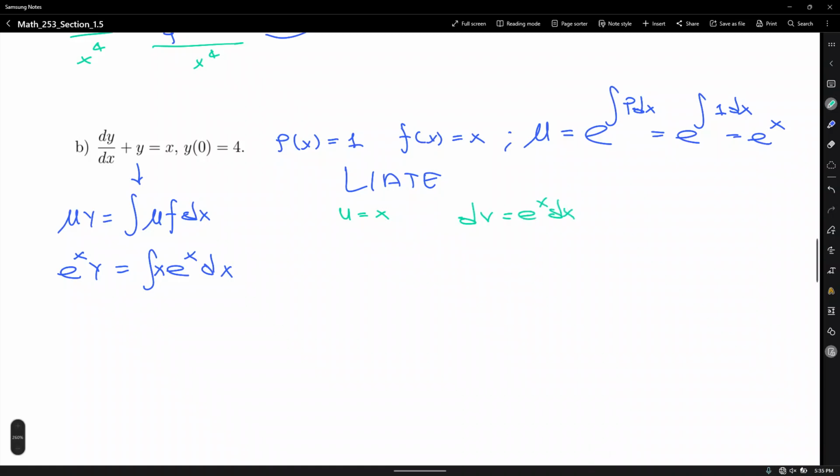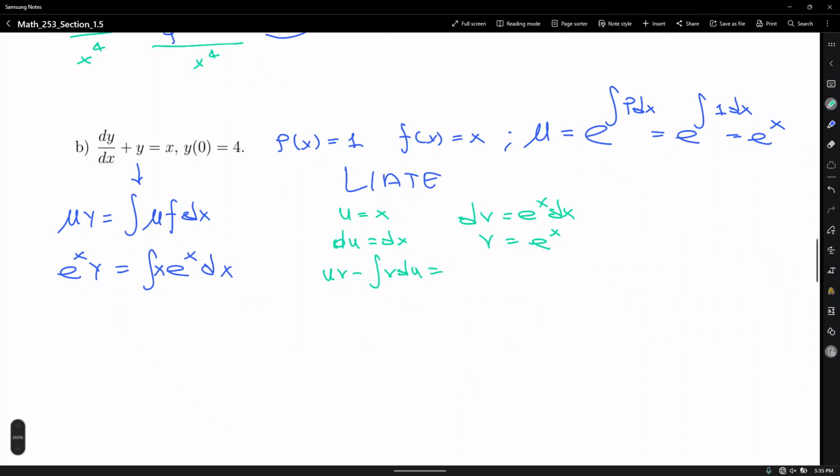All right? So what do we do with the u? Differentiate to get the du, which is dx. What do we do with the dv? The other way around. Integrate, and the integral of e to the x is just itself, e to the x. Well, integration by parts: u times v minus the integral of v du, okay?